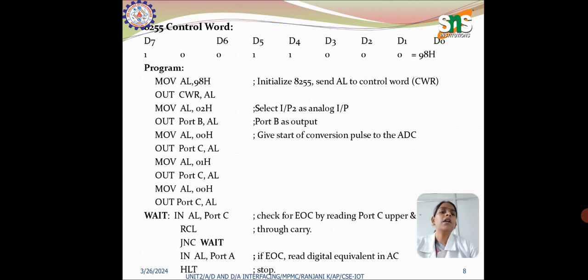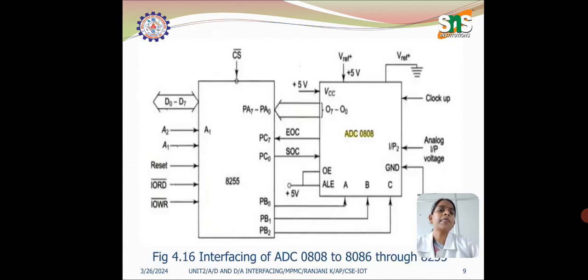Here IN AL, port C checks the end of conversion by reading port C upper. Next is RCL to rotate through carry, and JNC is jump if no carry. If there is no carry, then IN AL, port A reads the digital equivalent of the analog converter signal once the end of conversion pulse arrives. Next is HLT, that is the end of the program.